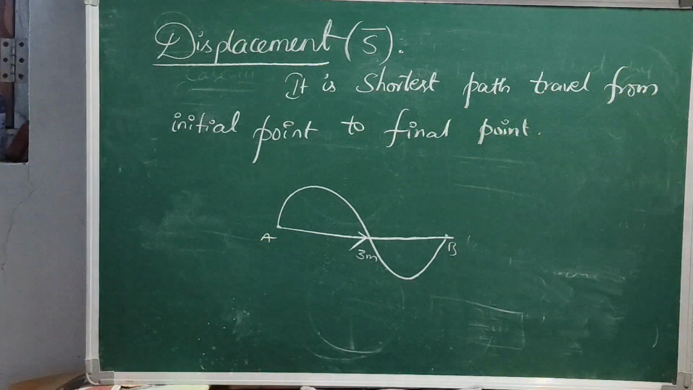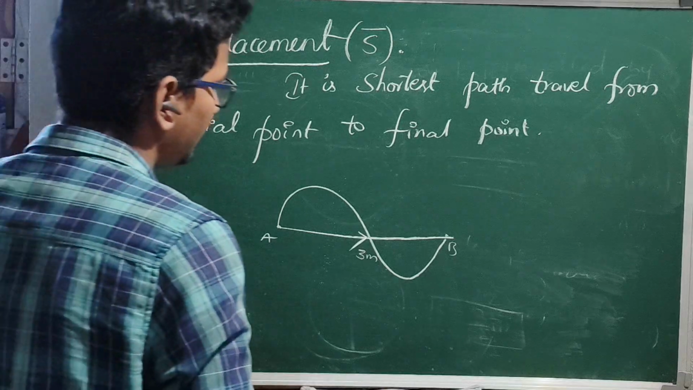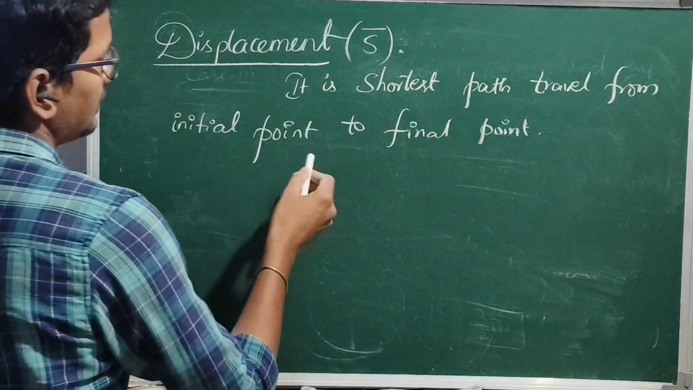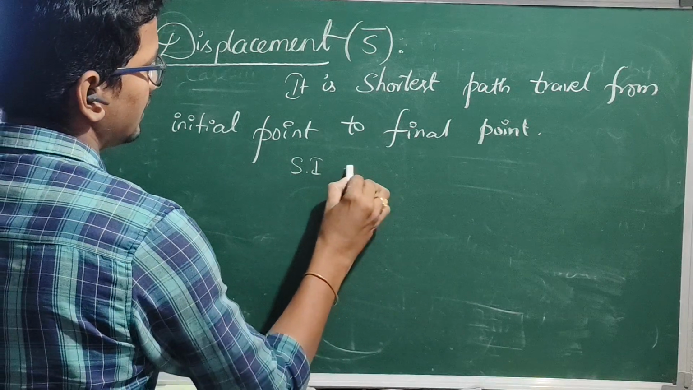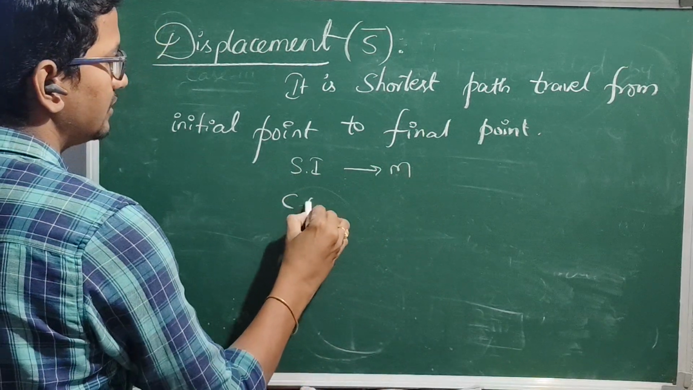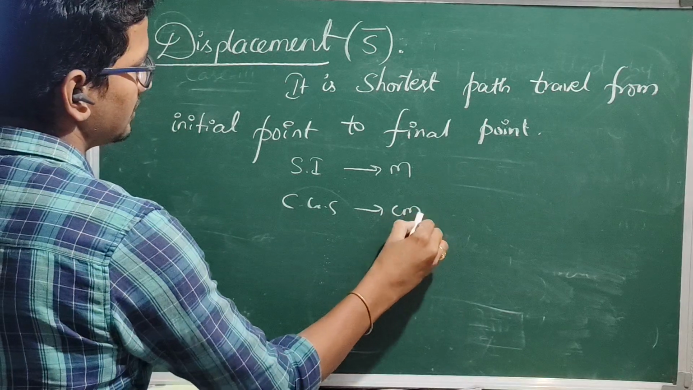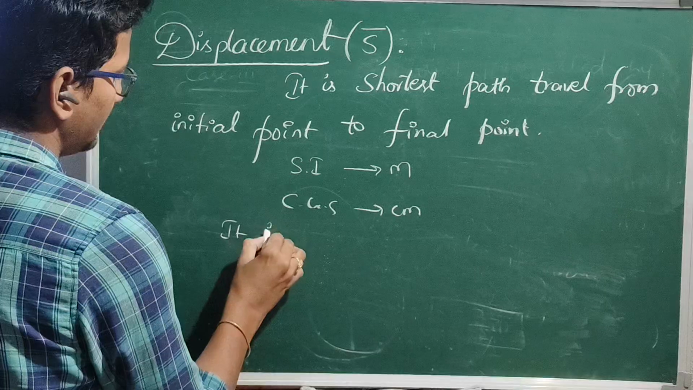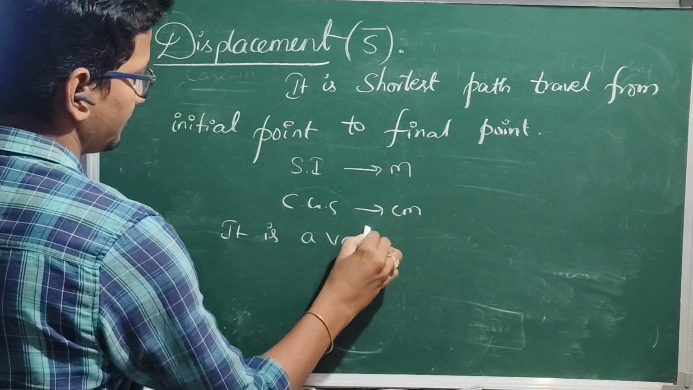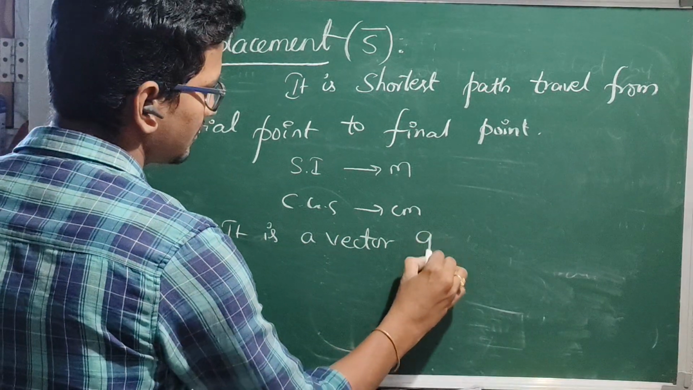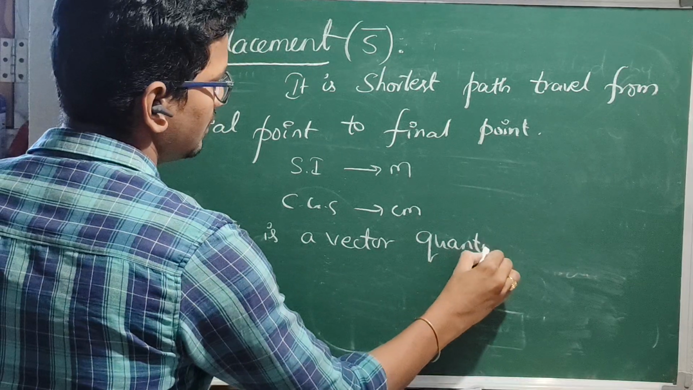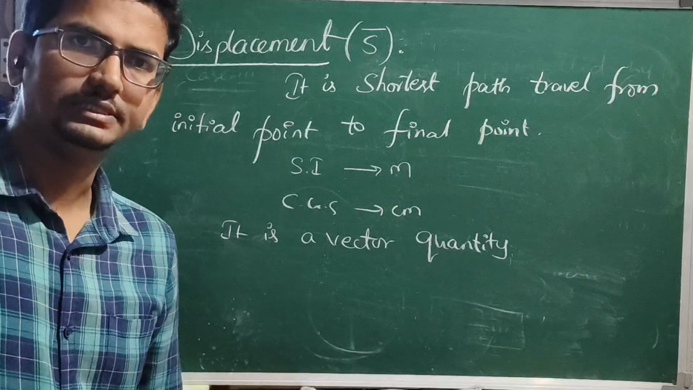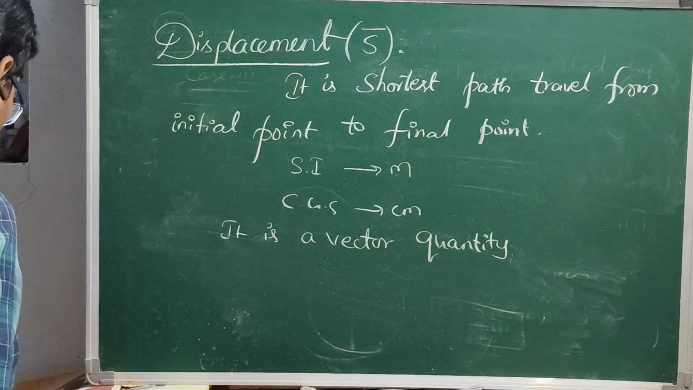Okay, next one. What are the units? Units are similar to distance. SI unit is meters. CGS unit is centimeters. The dimensional formula is also the same, but it is a vector quantity. Vector quantity means both magnitude and direction can be shown.